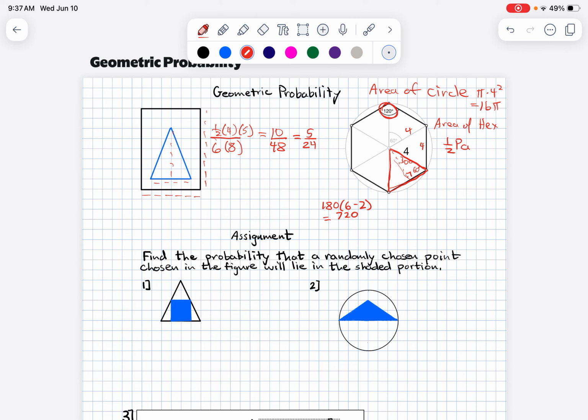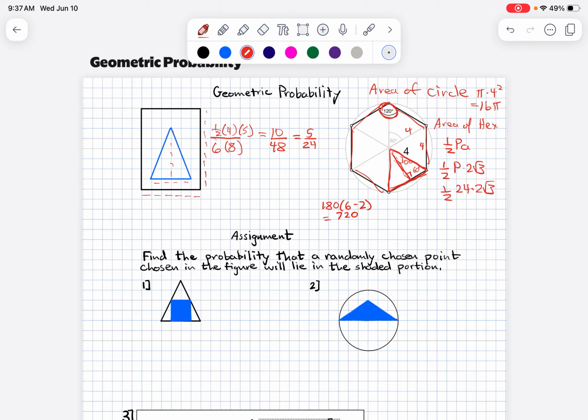So if we want to get the apothem, we know that the side opposite the 60-degree angle is half the hypotenuse times the square root of 3. So that's 2 square roots of 3. That's this apothem right here. Now I need to get the perimeter. Well, the perimeter is 1, 2, 3, 4, 5, 6. 6 times 4 is 24. So we get 1/2 times 24 times 2 square roots of 3.